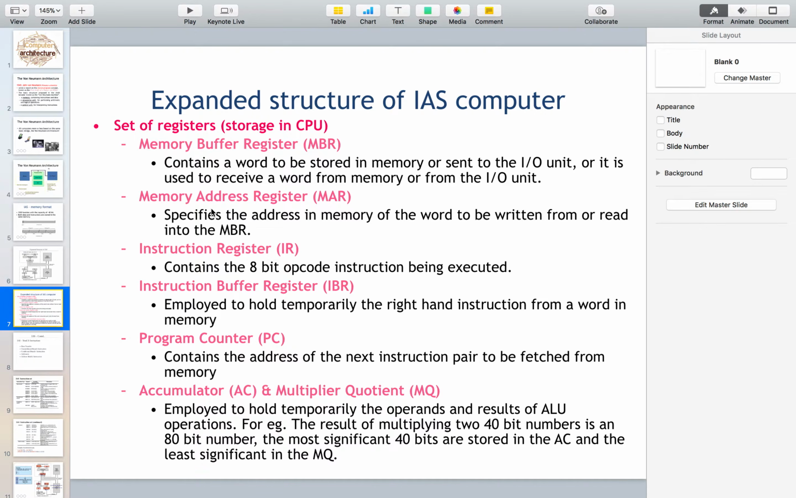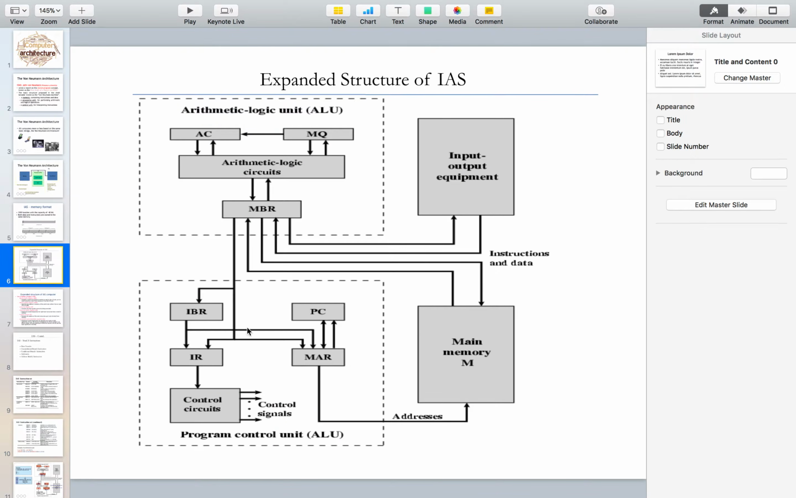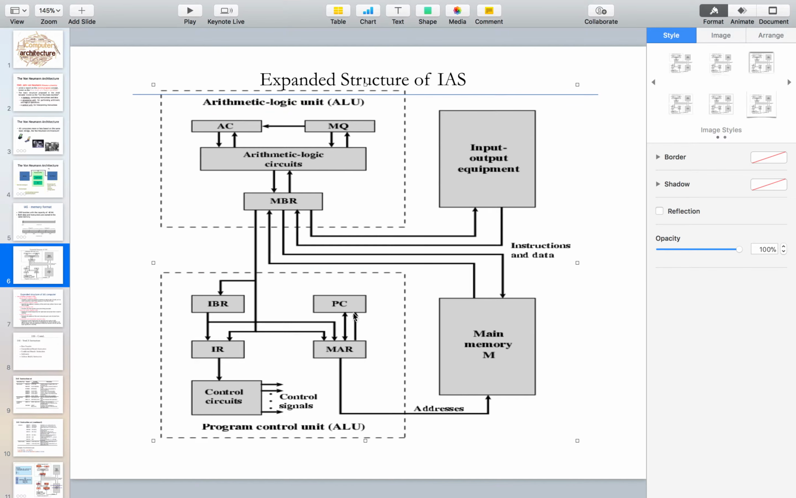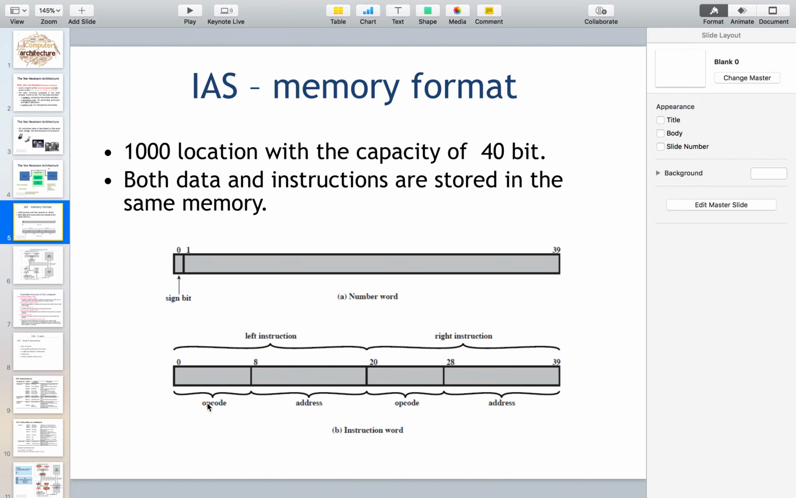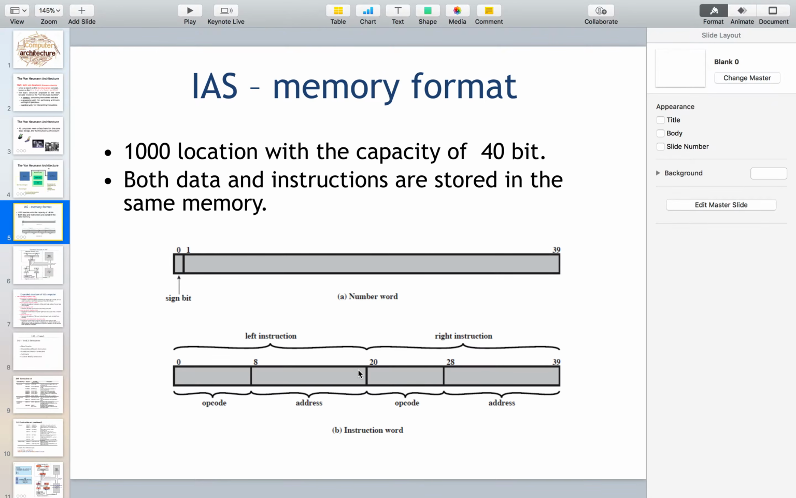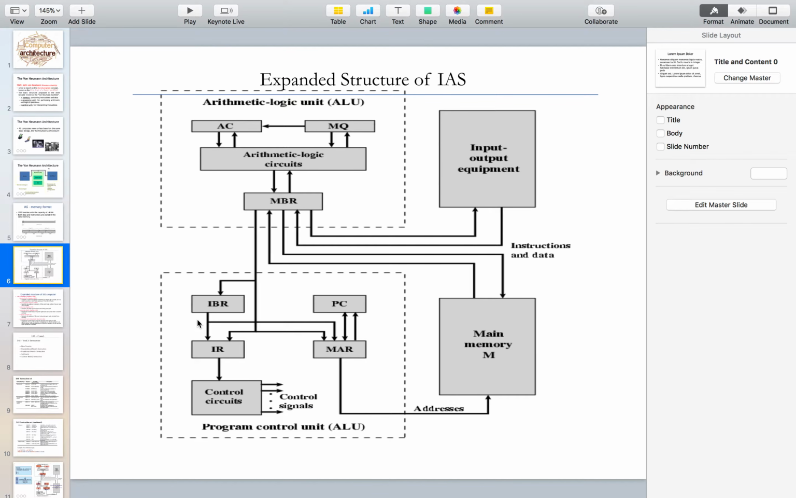Memory address register. It specifies the address in the memory of the word to be written from or read into the MBR. That is, the memory address register gets the address from the program counter or from the MBR. Instruction register. The 8-bit opcode will be stored in the instruction register. IBR contains the 20-bit right hand side part of the instruction. I'll be explaining this in detail in the upcoming part of the video.